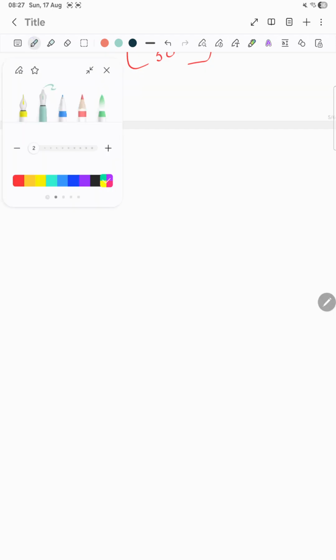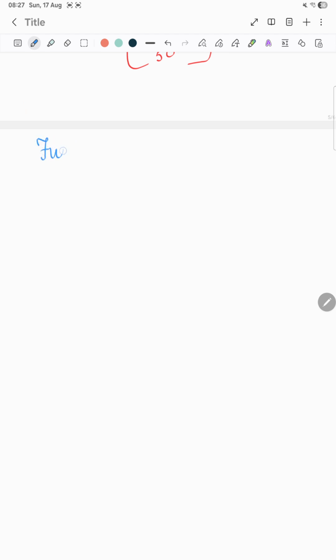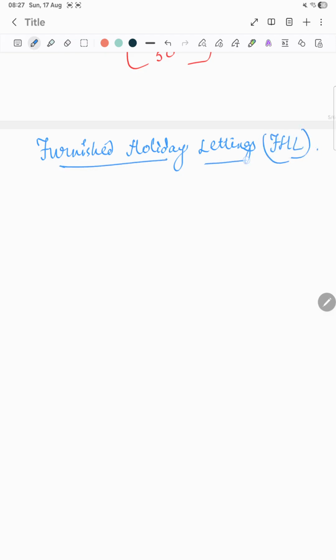Now, the most important topic, where people will mostly cram, let's try to make it simple. Furnished holiday lettings. This is FHL, which is kind of Airbnbs. Now, this is not a residential property, this is not a commercial property, but this is like a holiday accommodation.